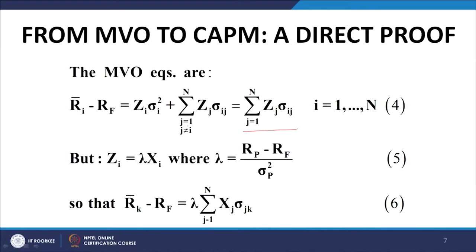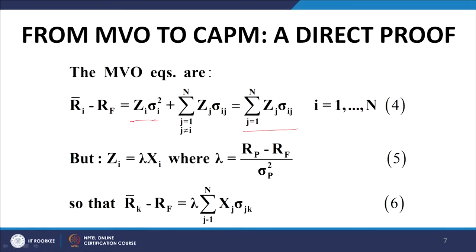Please note, I have written the right hand side of equation number 4 in a more concise form, where I have removed the constraint j unequal to i, because when j is equal to i, what do we get? We get Z_i sigma_i squared, which is nothing but the first term on the right hand side, this term. And that means that if I remove this constraint j unequal to i, I can incorporate the first term within the summation itself.